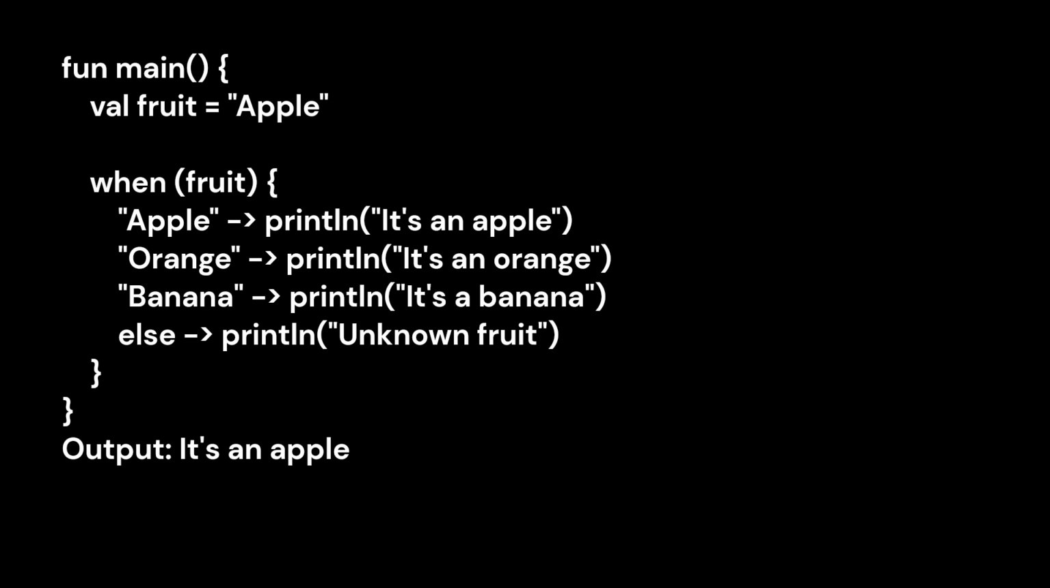If fruit is apple, it prints it's an apple. If fruit is orange, it prints it's an orange. If fruit is banana, it prints it's a banana. If fruit doesn't match any of the specified cases, it prints unknown fruit.